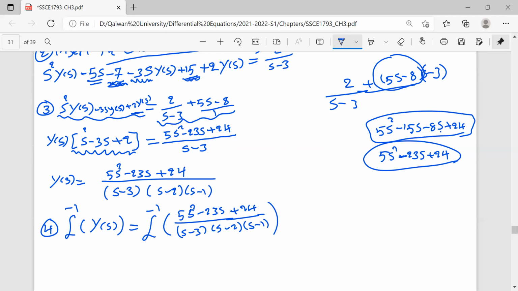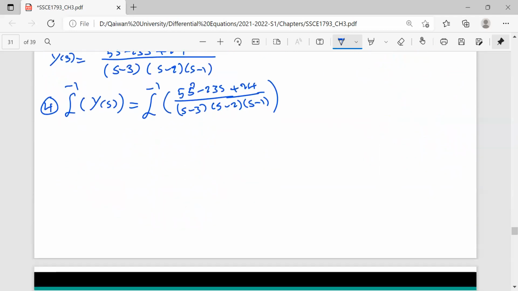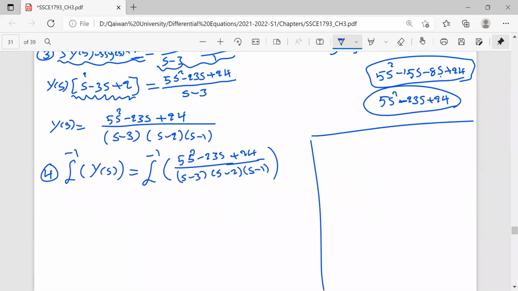Okay, we now try to use partial fractions for separating these fractions. We say 5s squared minus 23s plus 24 over s minus 3, s minus 2, s minus 1 to be equal to a over s minus 3 plus b over s minus 2 plus c over s minus 1.